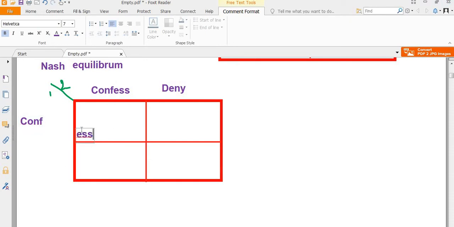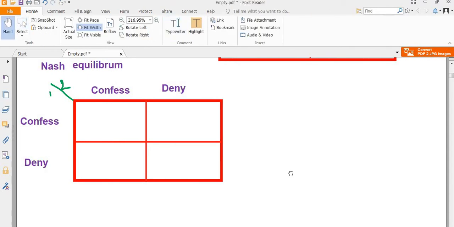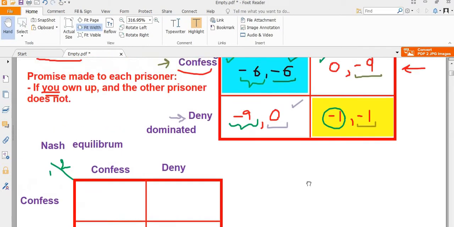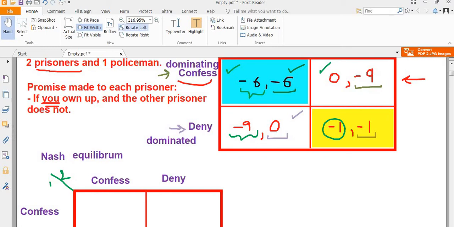Similarly, player 1 also has two strategies to choose from. He or she can either confess or deny. Now, the magic happens here. We change the numbers in the cells so as to make them all positive numbers.